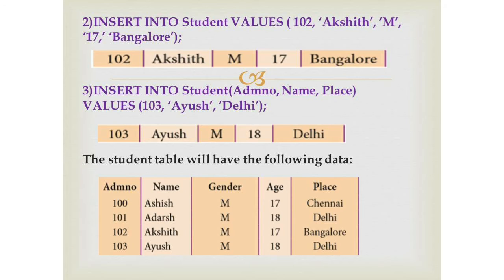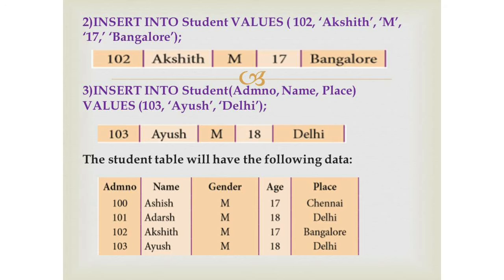To add data to only some columns. Suppose you are going to add only some columns in the record, by specifying that, you can use one more method, that is insert into student. Admission number, name, place. So these are the only 3 columns you are going to enter the values for. So you have to specify the column, then the values. 103, Ayush, Delhi. So only for these columns, only these 3 values will get inserted.